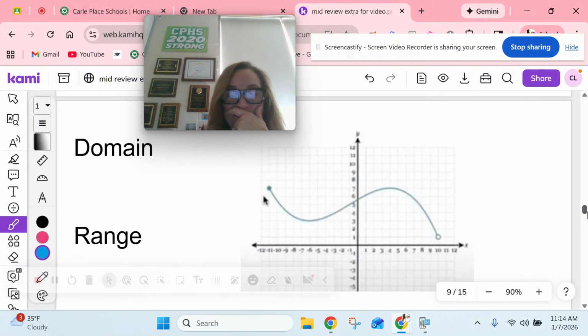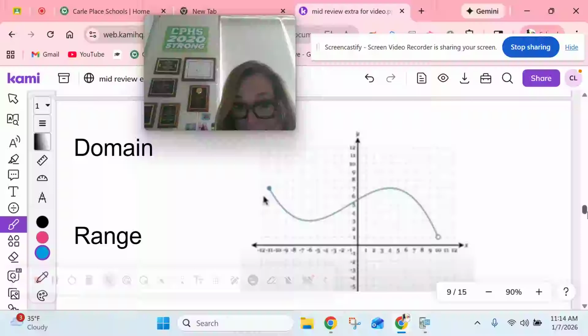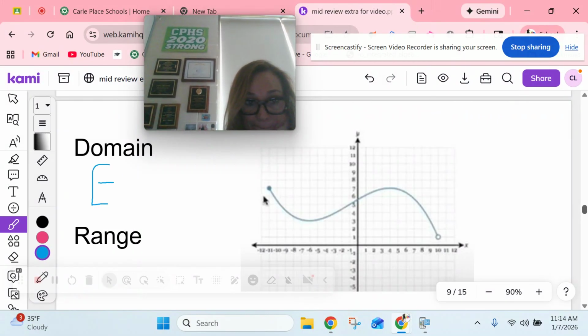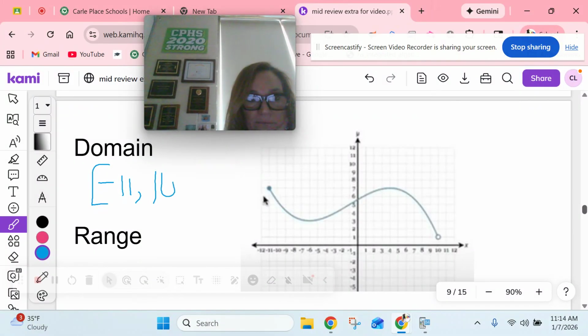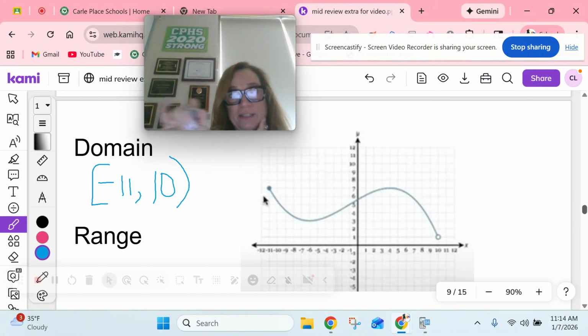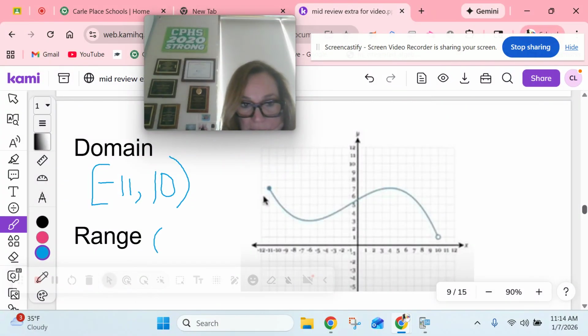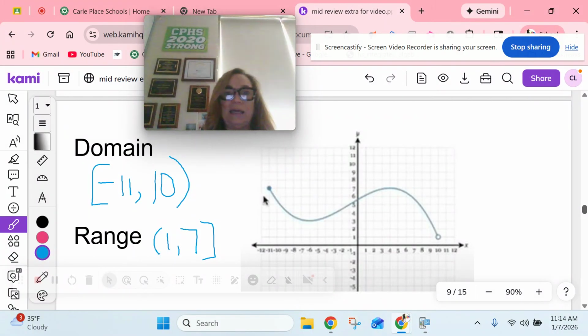Oh, domain and range. Love these. Okay, so smallest x, negative 11. Biggest x, positive 10. Closed circle gets square bracket, open circle gets curved bracket or parentheses. Okay, lowest y, 1. Biggest y, I think it's 7. So it's the same idea. It's left, right, low, high. Domain is x, range is y.